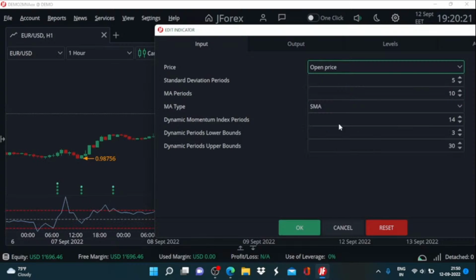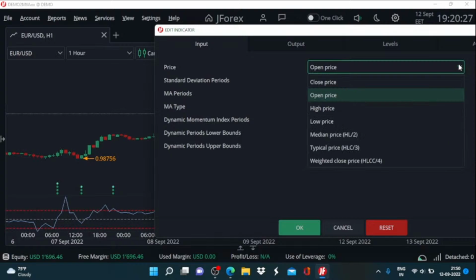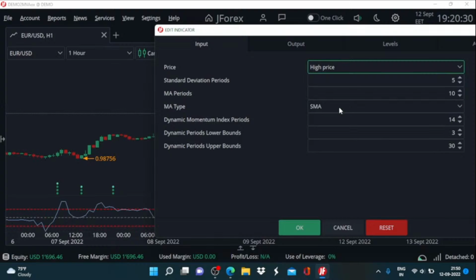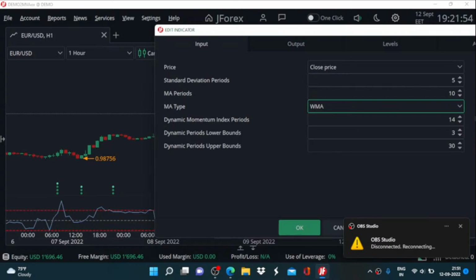Now that I have changed the applied price to open price, we have a different plotting for this indicator. Similarly, when I use high price, we have WMA, DMA.